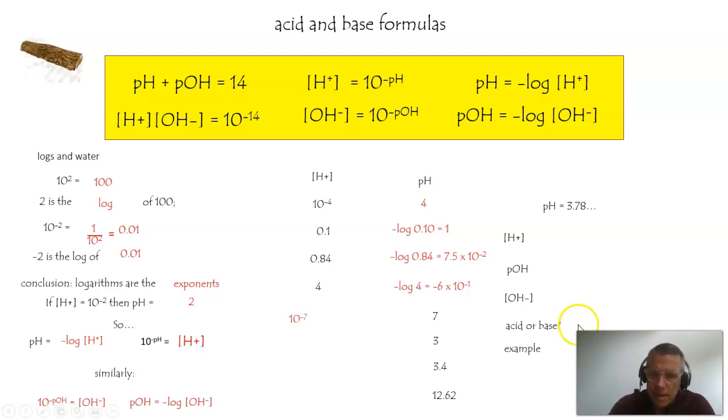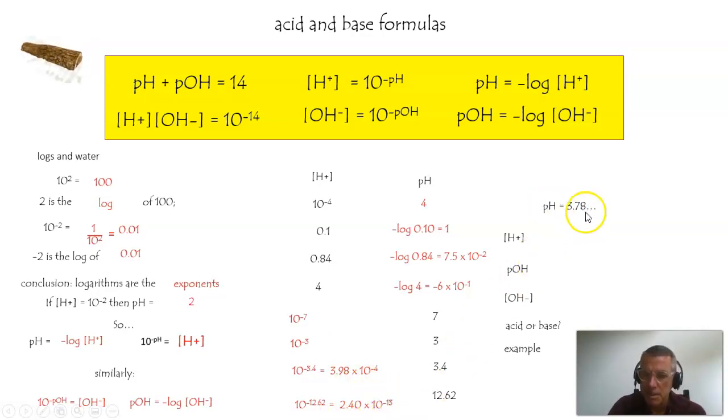Let's go the other way. If the pH is 7, how much H plus is in solution? Only 10 to the minus 7th moles per liter. Such a low number. If the pH is 3, you've got more. Rather than 1/10 millionth, you've got 1/1000th of a mole per liter of H plus. 3.4 would be a little bit more still, so just take 10 to the minus 3.4 to get your H plus, and do 10 to the minus 12.62 here to get your H plus, which is exceedingly low.